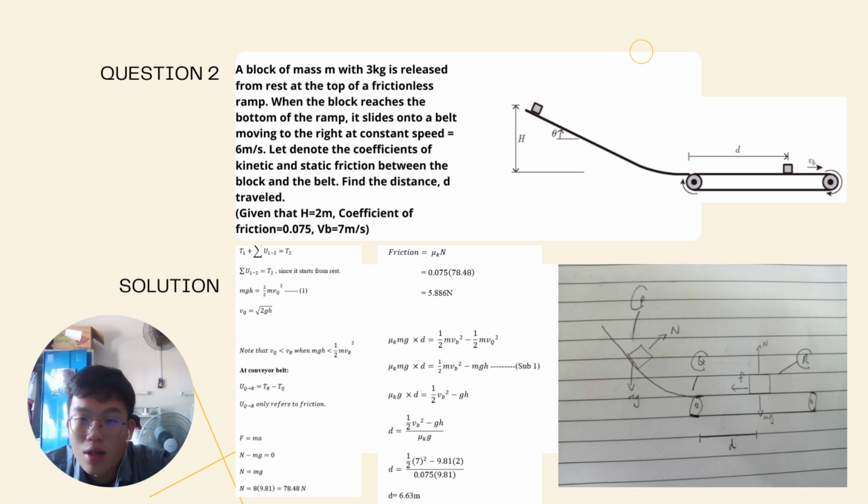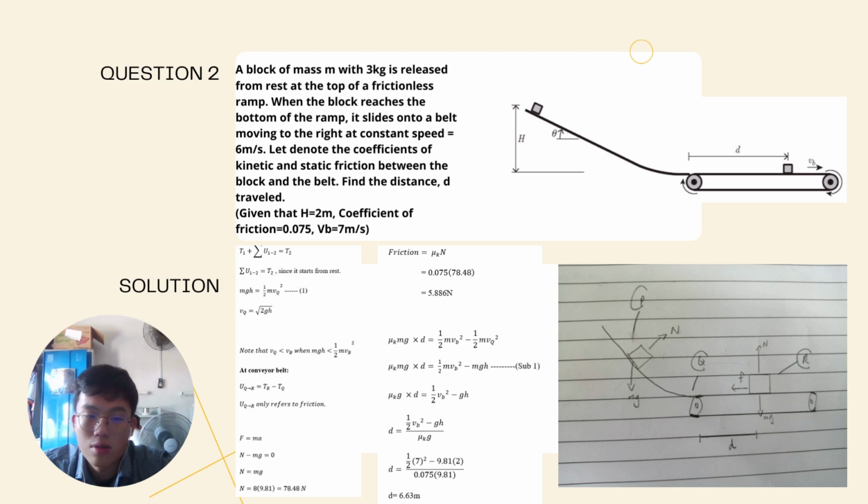For question 2, a block of mass m with 3 kg is released from rest at the top of a frictionless ramp. When the block reaches the bottom of the ramp, it slides onto a belt moving to the right at constant speed, Vb equal to 6 meter per second. Let μk and μs denote the coefficients of kinetic and static friction between the block and the belt. Find the distance traveled. Given that h equal to 2 meter, coefficient of friction equal to 0.075, and Vb is equal to 7 meter per second.